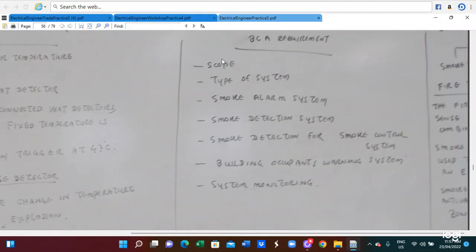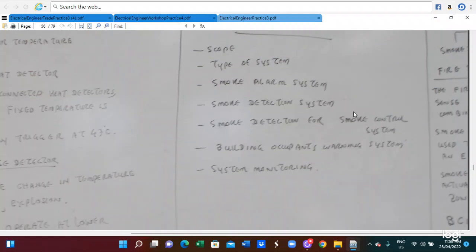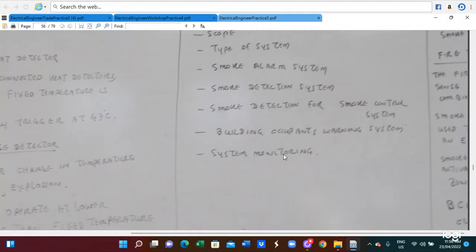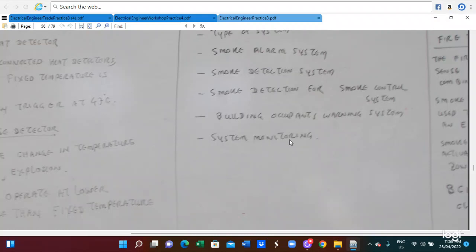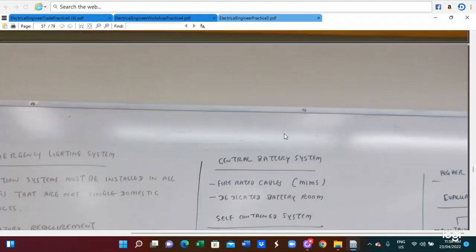When we are installing a smoke detector system, we have to know about the scope. We have to know about the type of system. We have to design an appropriate smoke alarm system. We have to provide a smoke detection system, and we have to provide smoke detection for smoke control and the building occupants. Depending on the building occupancy and the system monitoring, we have to provide the appropriate system.